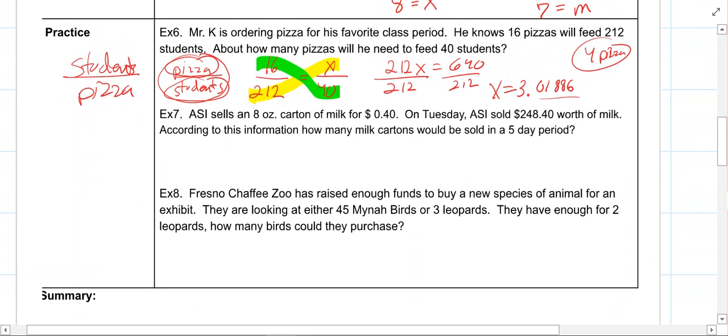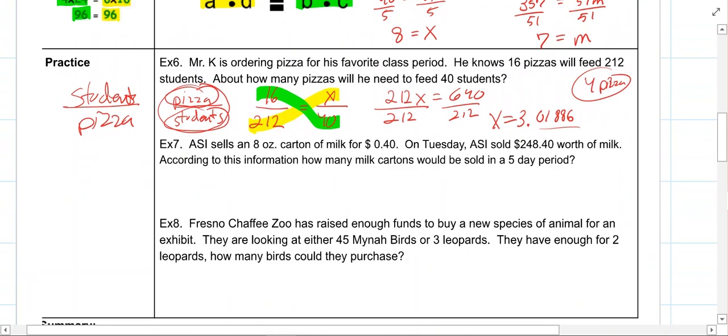Example number 7. So how are we going to set this one up? Let's read it first. ASI sells an 8-ounce carton of milk for 40 cents. On Tuesday, ASI sold $248.40 worth of milk. According to this information, how many milk cartons would be sold in a 5-day period? So all you have to do is make up your list.